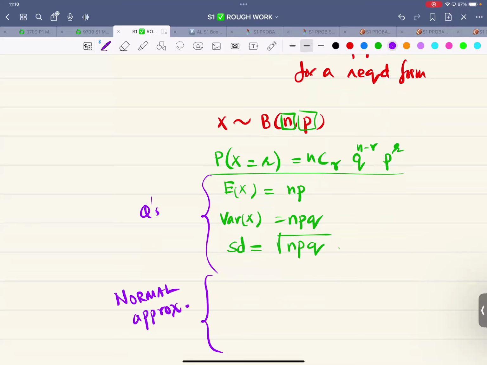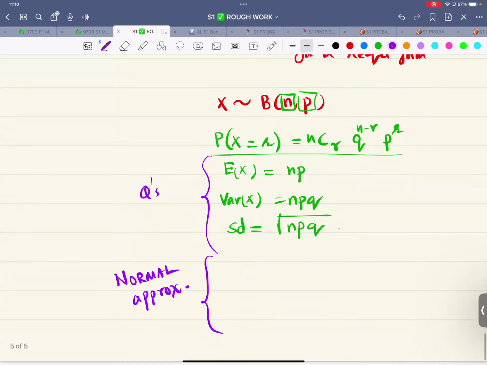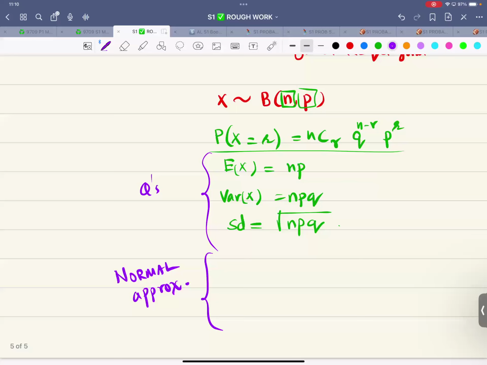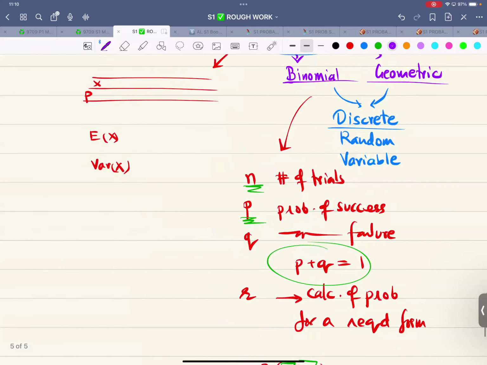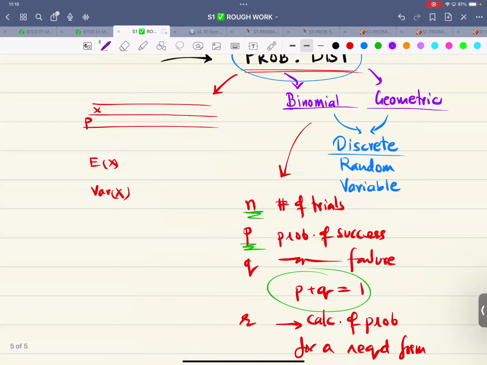Every distribution wants to become normal. So there are certain conditions that need to be fulfilled. What are those conditions? NP greater than 5, NQ greater than 5, and then we have to do something known as continuity correction. So that is the story of binomial. Naturally, we would be looking into questions and then going over them.